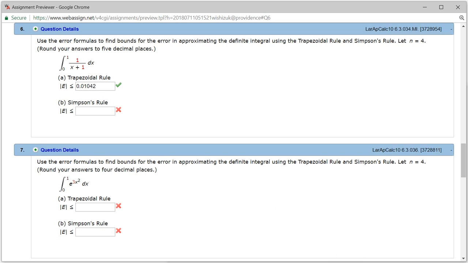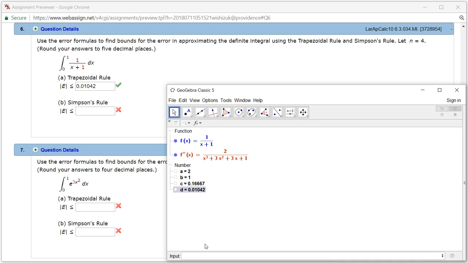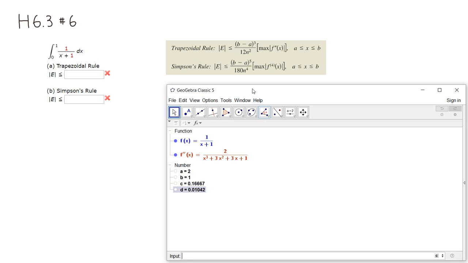Let's do part B. We're going to have to take the fourth derivative. Remember the formula here. I'm going to open up the formula here. So we need to take the fourth derivative. Again, to find the largest possible value, I'm going to make the denominator the smallest. You can see that x equals 0 would achieve that. So the fourth derivative at 0, you're going to get 24.